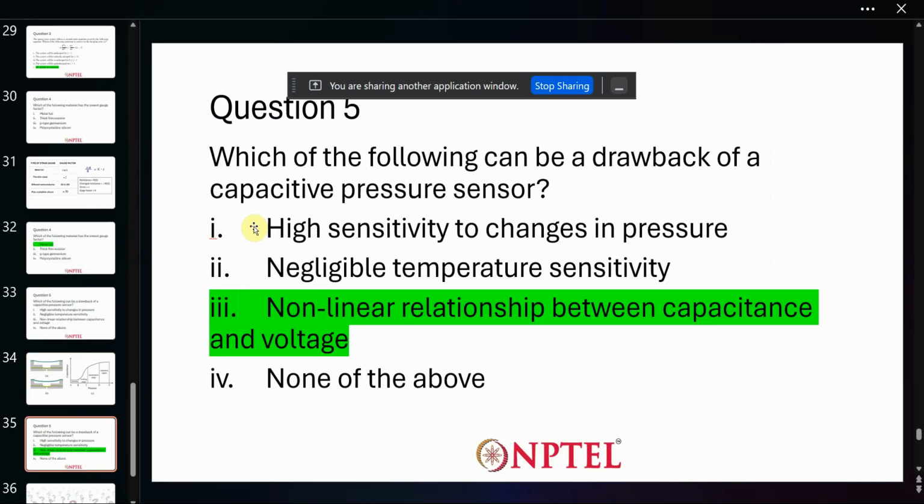But all three have very high temperature sensitivity, and they are also very less sensitive to changes in pressure. So all of these are drawbacks. One of the major drawbacks is the non-linear relation between the capacitance and the voltage.